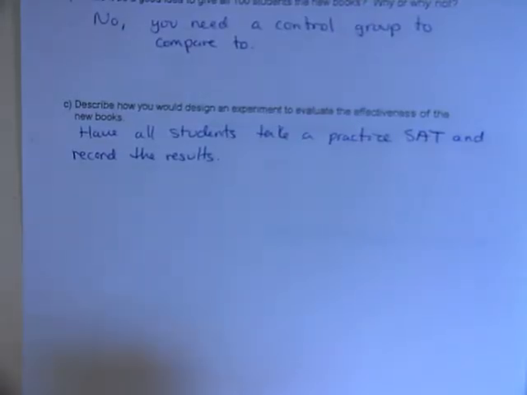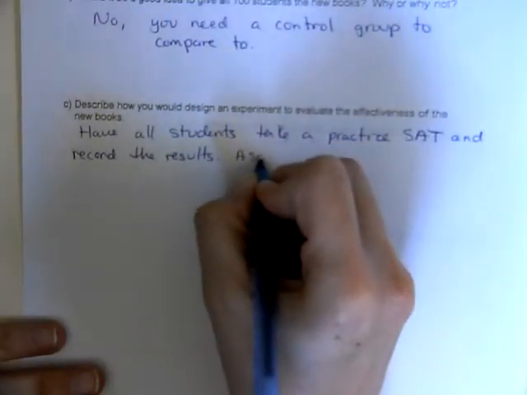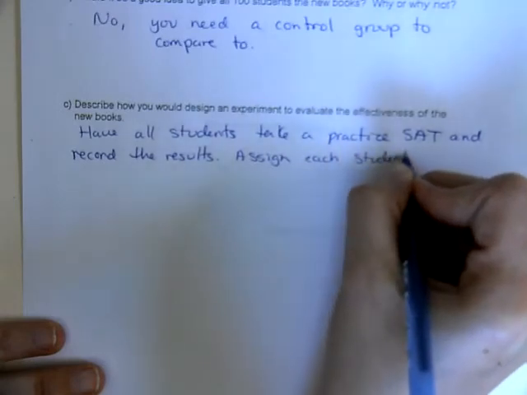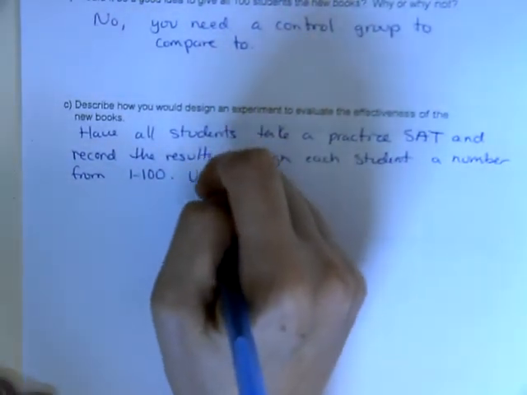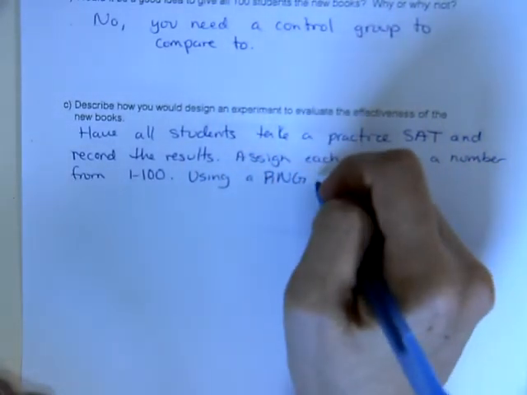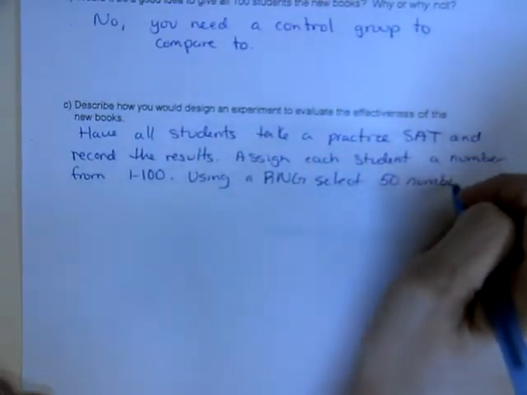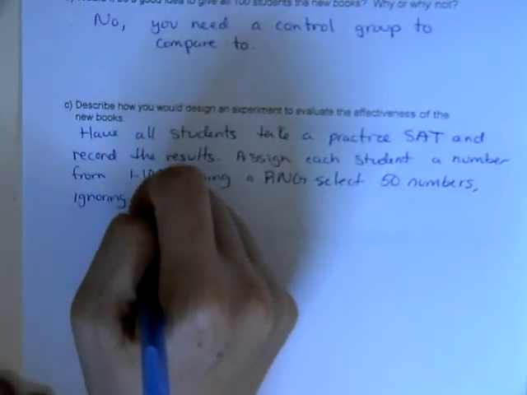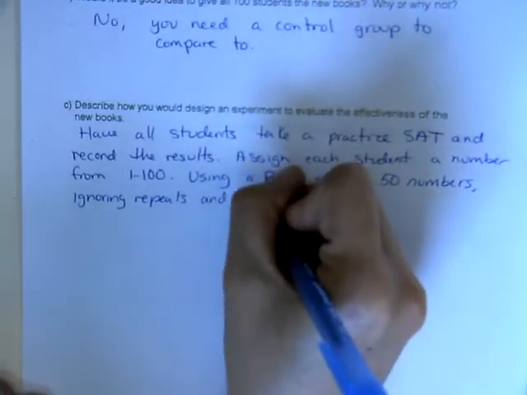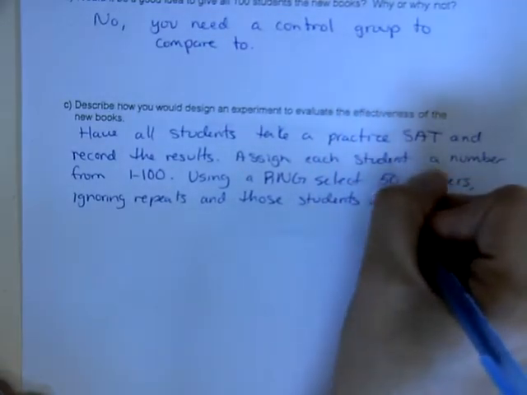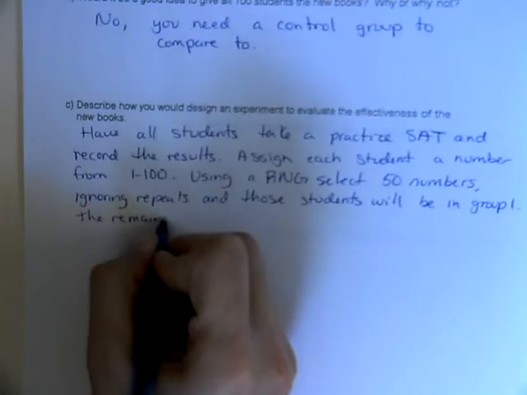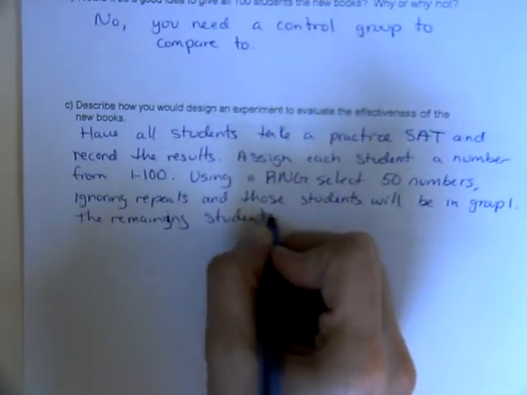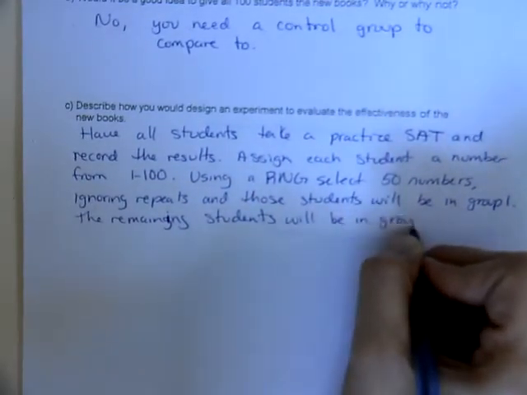Okay, so now I want to split them up into 2 groups, and I'm going to give stuff to each group. So how do I split them up into 2 groups? Very similar to sampling. I'm going to assign each student a number from 1 to 100 using a random number generator. Select 50 numbers, ignoring repeats. Those students will be in group 1. The remaining students will be in group 2.